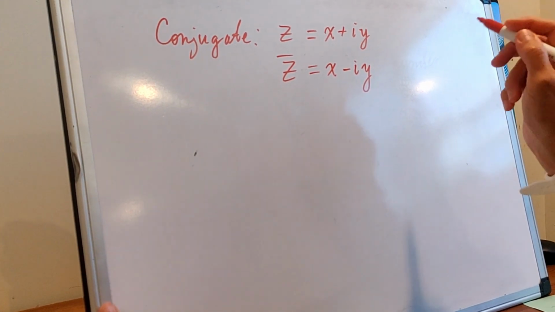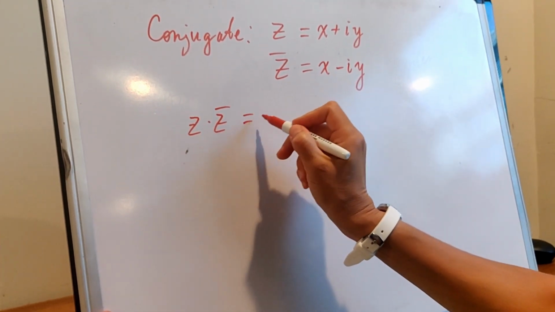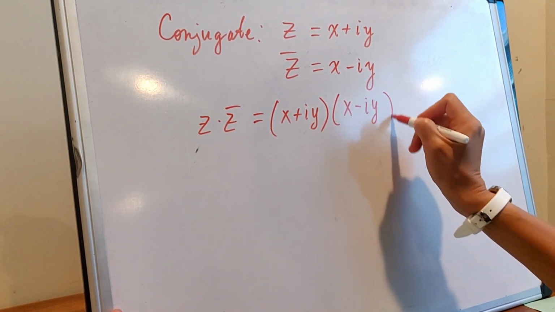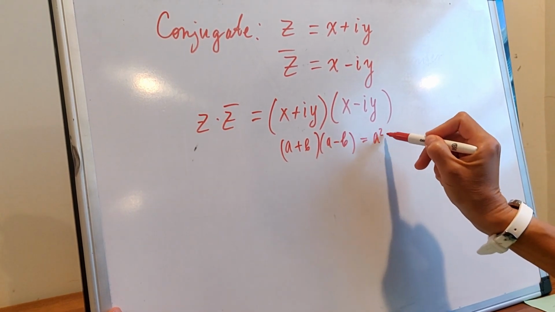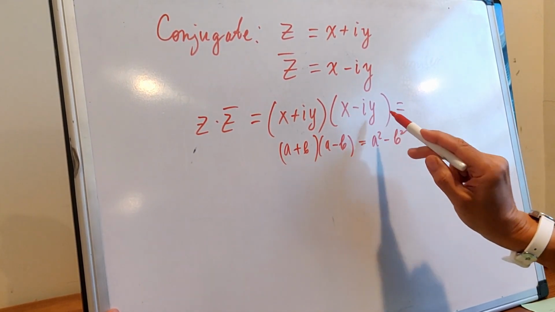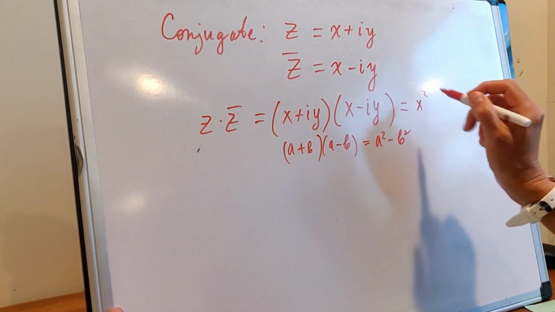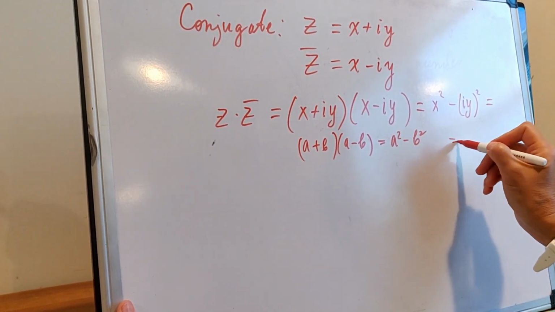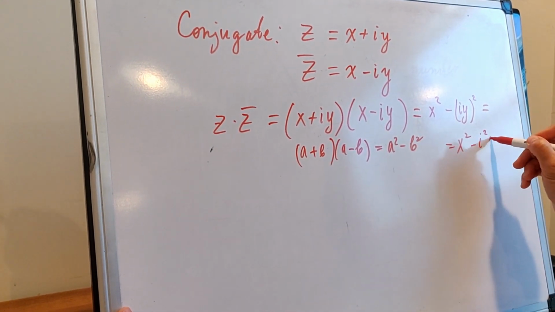What is interesting about conjugates? Let's multiply the number and the conjugate and see what the product is going to be. x plus iy times x minus iy, and we do remember the formula a plus b times a minus b equals a squared minus b squared. I'm planning to use this formula because that's my a and that's my b, and that's my a minus b, right? So my a equals x, so I'm going to have x squared here. My b equals iy, and I'm going to have iy squared. Well, for iy squared, I'm going to simplify it a little bit. So I'm going to square separately i and square separately y. So i squared and y squared.